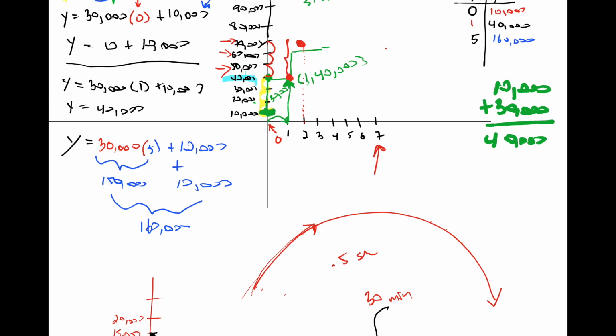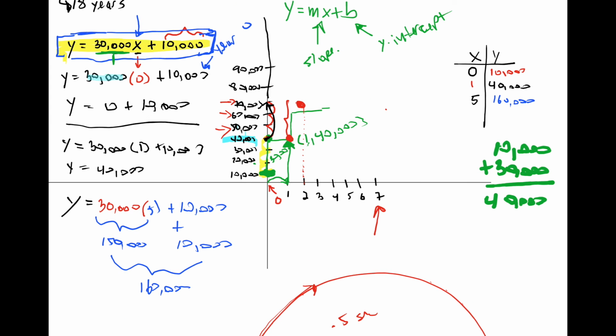How much is this? This is now going from 40,000 all the way to 70,000. How much did that go up? 30,000, right? There's that 30,000. That number is your rise. And the run is 1.